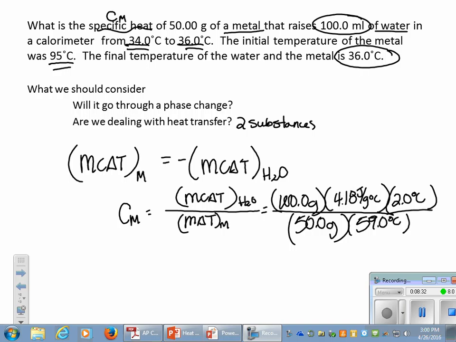To 2 significant digits, because of our thermometer, the specific heat capacity of the metal is 0.28, and the unit is, let's look at the units that cancel. Grams cancel, degrees Celsius cancel. None of this unit cancels, so that's our unit, 0.28 joules per gram degree Celsius. And we could look at a list of specific heat capacities and determine what the metal is made of.